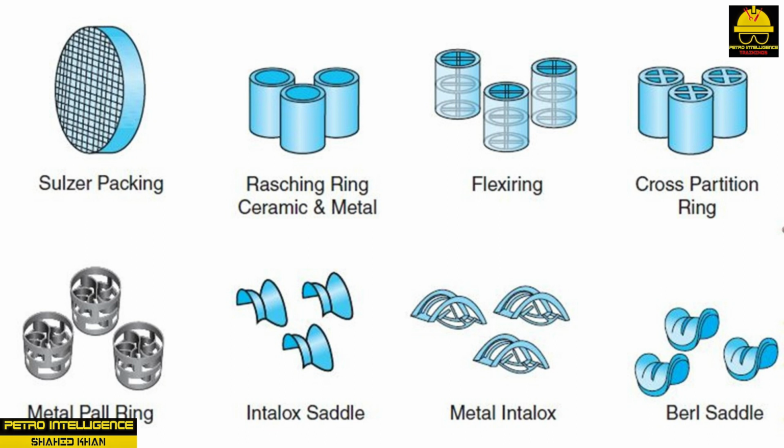Packing comes in a variety of designs and sizes as shown in picture. Some of these designs are burl saddle, interlock saddles, raschig ring, cross-partition ring, flexi ring, spiral ring, mini ring, and Sulzer packing.